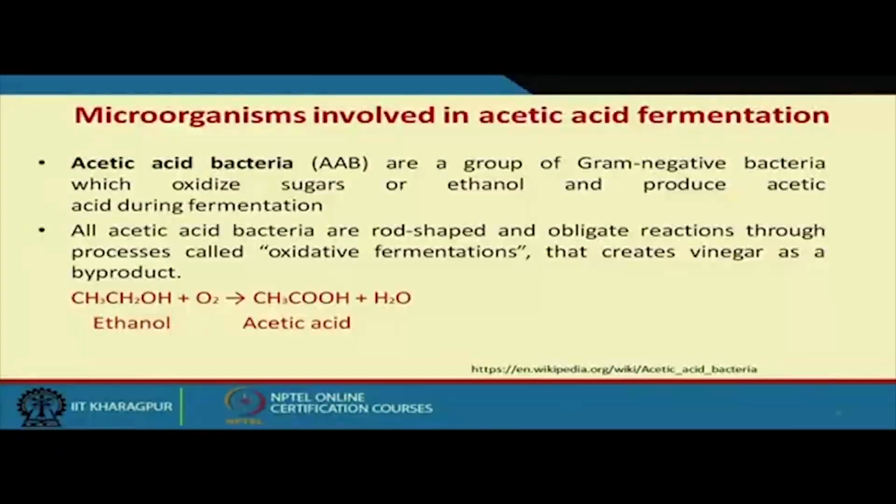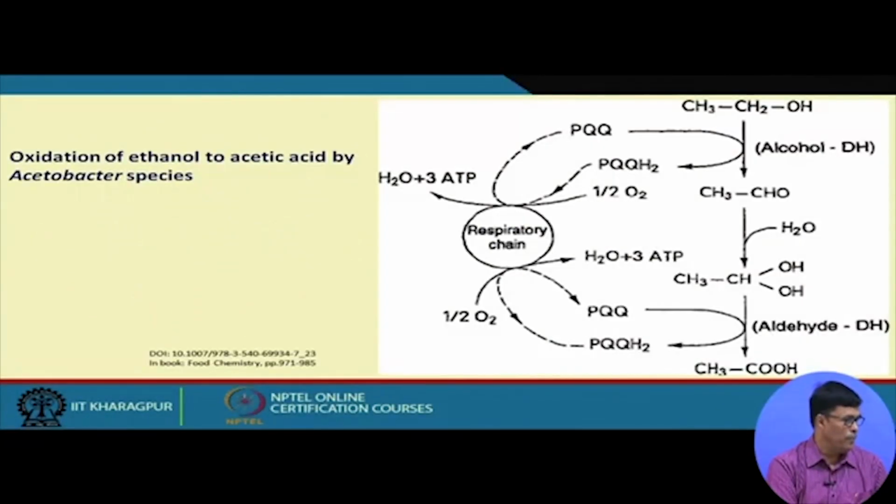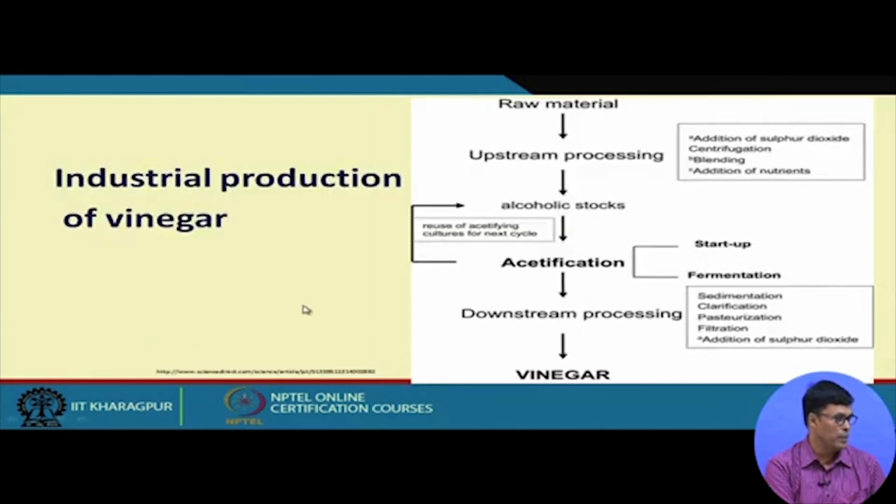So the organism is aerobic in nature, because it requires dissolved oxygen for its growth and metabolism. Also, for the conversion of ethanol to acetic acid, we require oxygen. So it has a dual purpose. Now, this is the pathway that we have: ethanol is converted to acetaldehyde and then to acetic acid. This is the oxidation of ethanol to acetic acid by Acetobacter species.